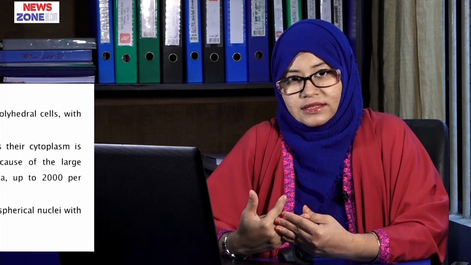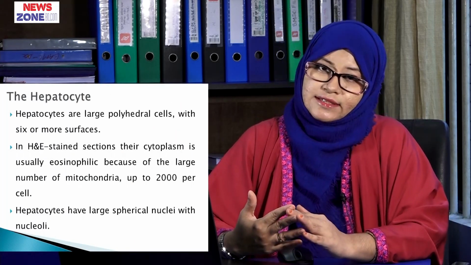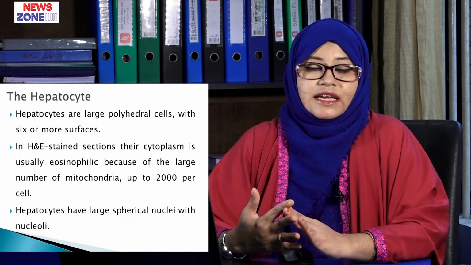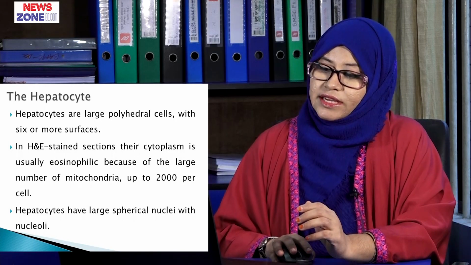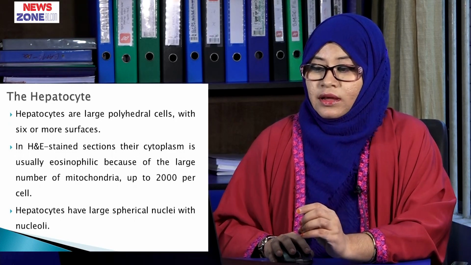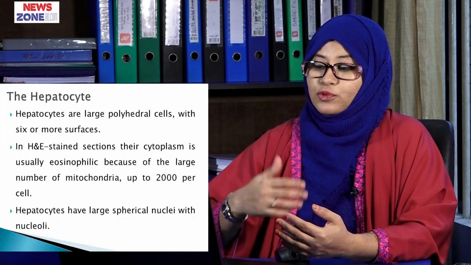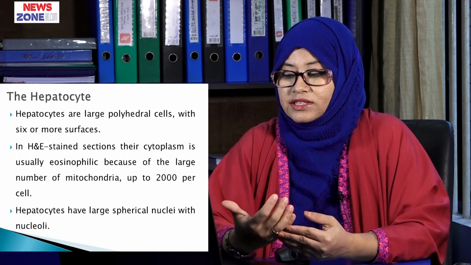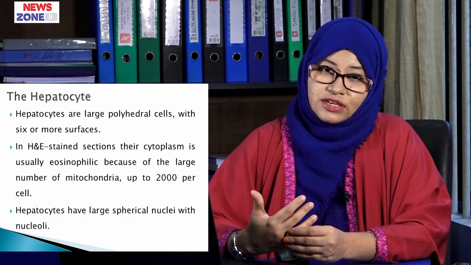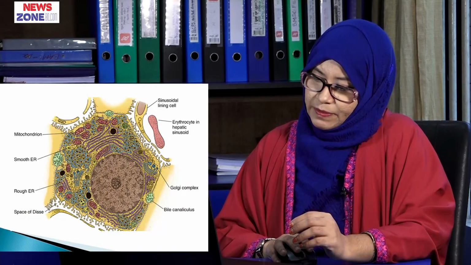The hepatocytes. The hepatocytes are large polyhedral cells with 6 or more surfaces. In hematoxylin and eosin stained sections, their cytoplasm is usually eosinophilic because of the large number of mitochondria, up to 2000 per cell, and hepatocytes have large spherical nuclei with nucleoli. This is the figure of a hepatocyte.